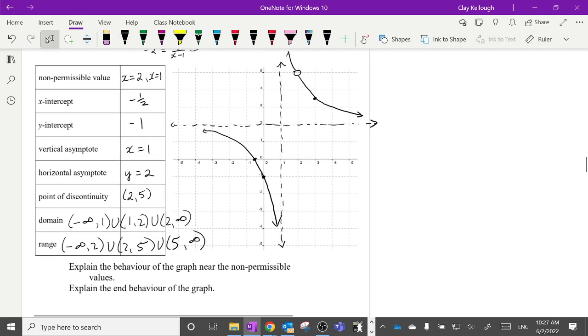For once, it might actually have been easier to do these in set notation. In set notation, I could have just said domain is x cannot equal 1 and 2, but it can be anything else. That was probably simpler.